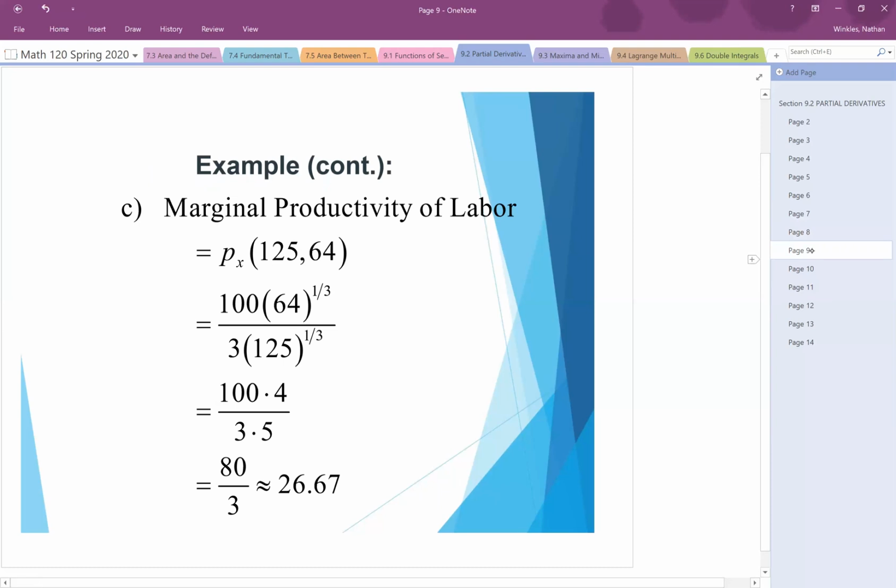So for the marginal productivity of labor, and then therefore P sub x of 125, 64. You plug in 64 for y, 125 for x. So 100 times 64 to the 1/3 over 3 times 125 to the 1/3. Cube root of 64 is 4. Cube root of 125 is 5. So 100 times 4 over 3 times 5. If we reduce that, we would get 80 over 3, which is approximately $26.67.